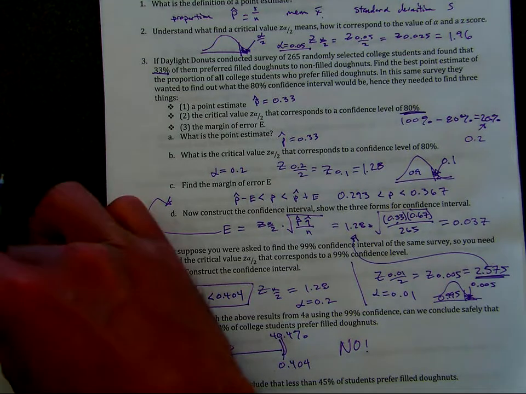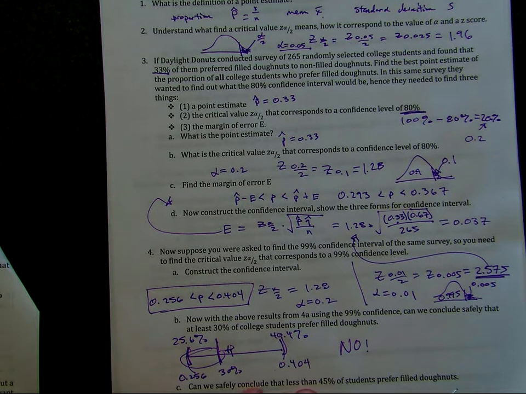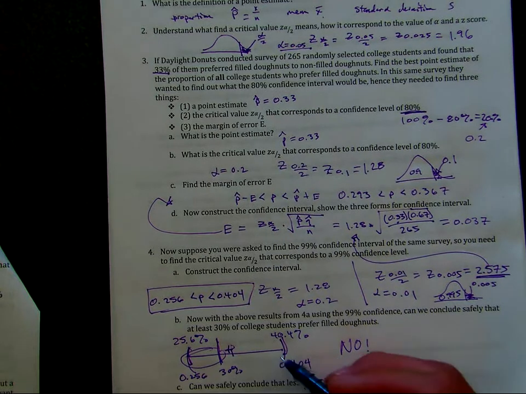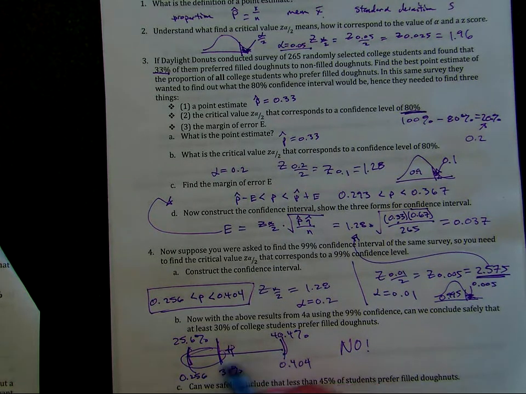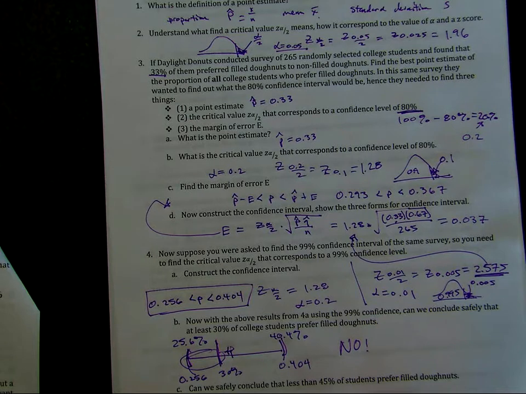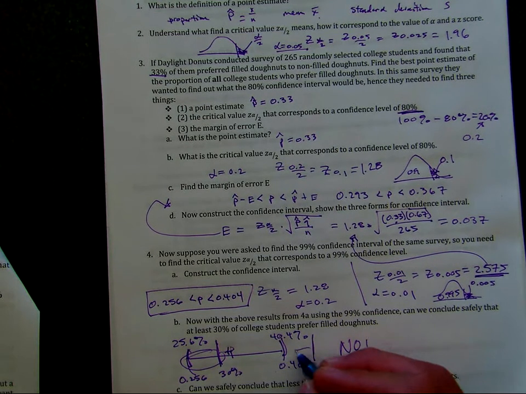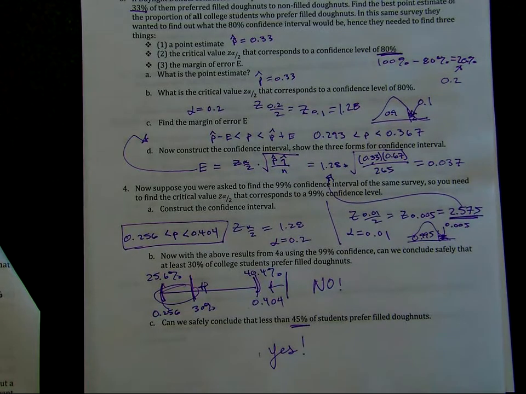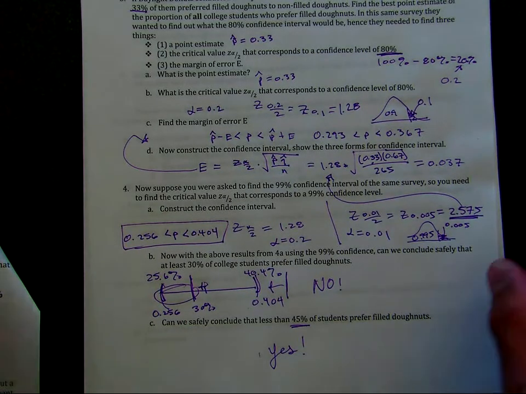All right. So can we safely conclude that less than 45% of students prefer it? Yes. The true population proportion lies between 25.6% and 40.4%. So yes. Right? So this value lies up here, and we're saying less than, and the true population proportion is there. Oh, can you see? Sorry. All right, let's move on to the next one.